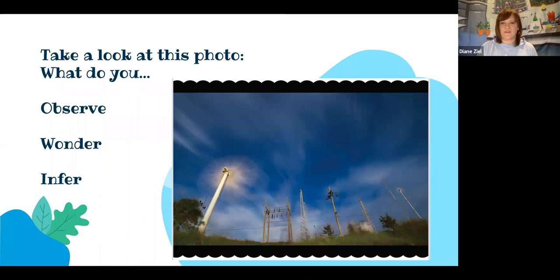Take a look at this photo. While you're looking, I want you to grab a piece of paper and a pencil, just a place where you could jot down some notes. While looking at this photo, first, I just want you to think about what you observe. In other words, just what can you see with your eyes? Take a minute or two and jot down 2 or 3 things that you see.